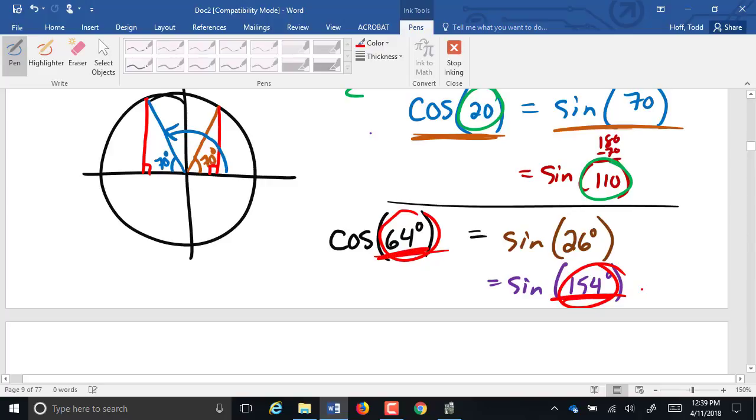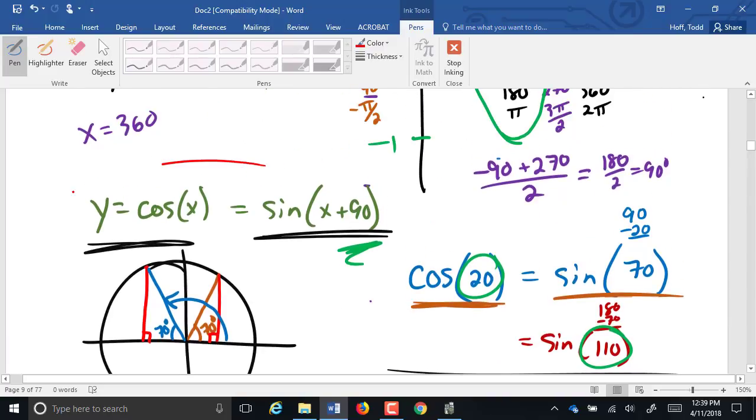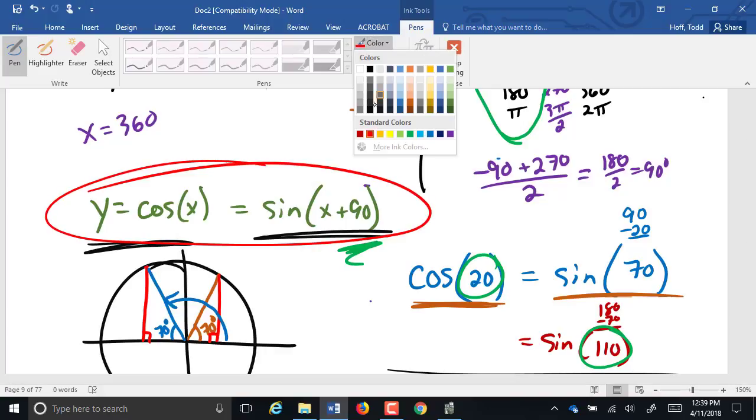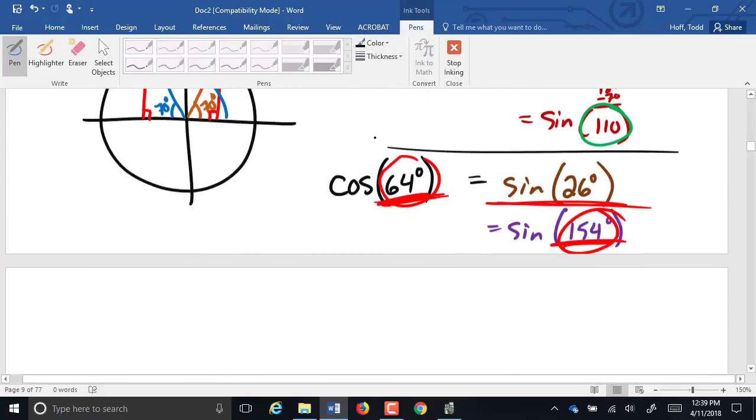So the cosine of an angle is always going to be equivalent not just to the sine of the complement of that angle, but also the sine of that angle plus 90 degrees. So that's why the graphs are offset by that 90 degrees. So I'm going to have you guys try one.